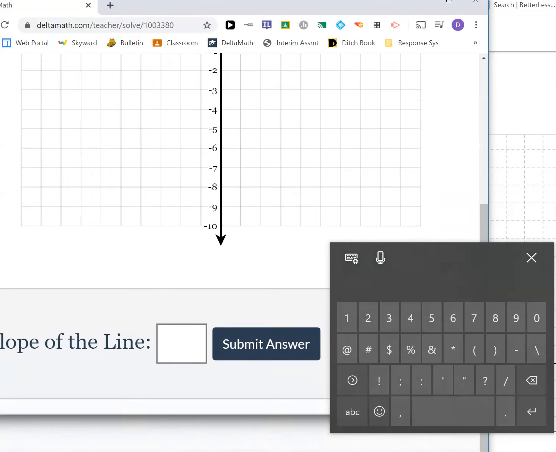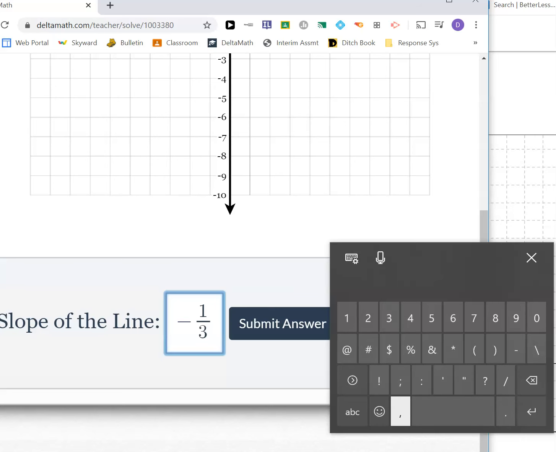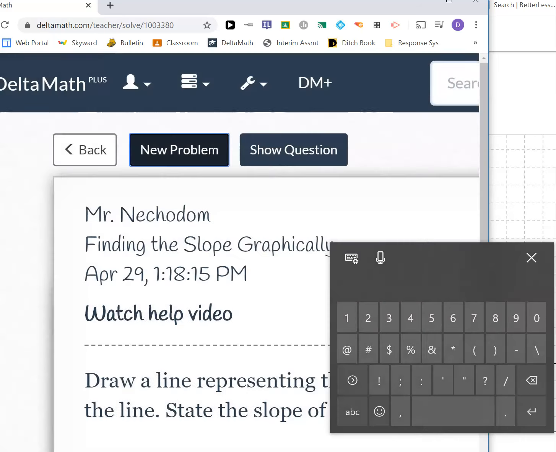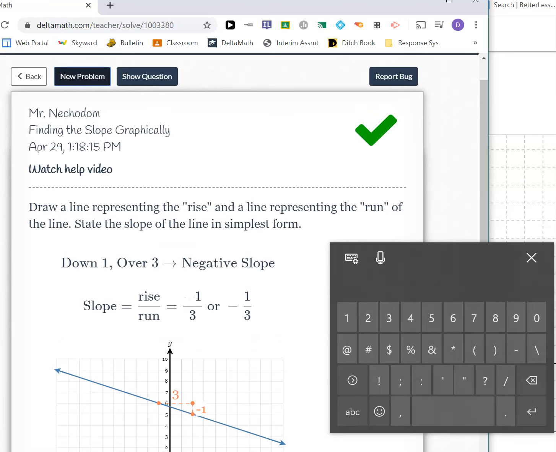So let's go down here to our input box. And let's see, negative sign, 1 divided by 3. Submit answer. Yep. And look for a green checkbox. Okay. So that's how you're going to do those.